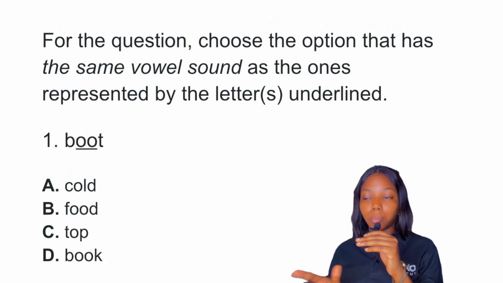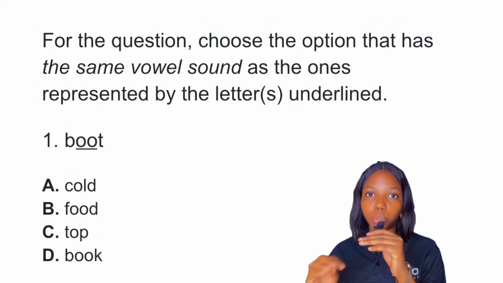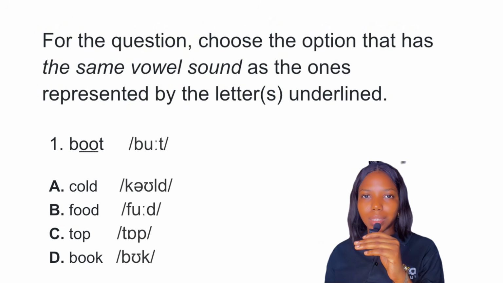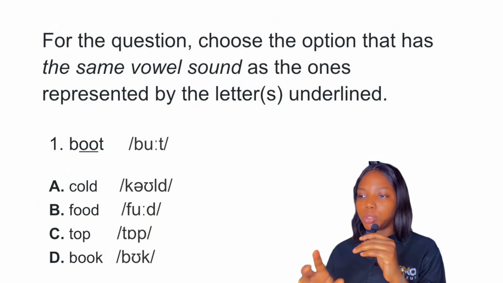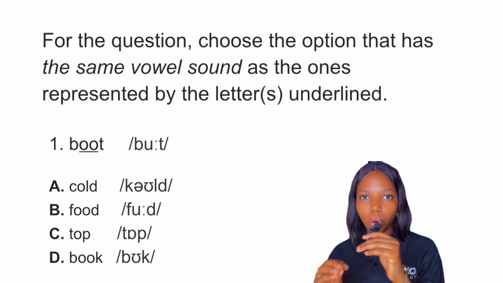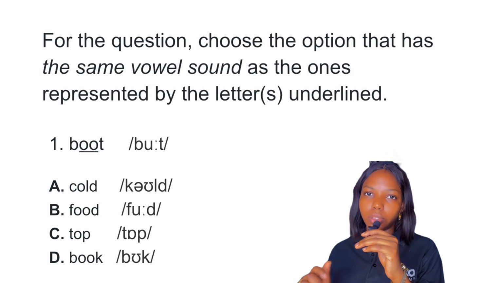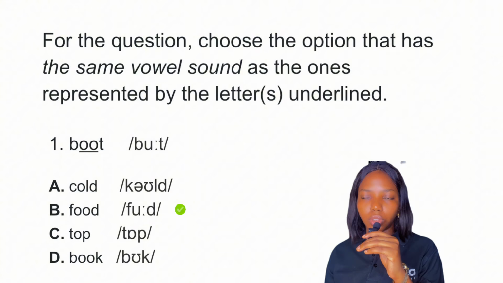This is a 2025 JAMB past question, and the word is boot. Letter O is underlined. This is the long oo sound. So option A, we have cold, right? The vowel sound in cold is O. This is a diphthong. It is different from oo sound. Now option B, we have food. Okay, letter O in food is the oo sound, the long sound. So this is the answer to the question.